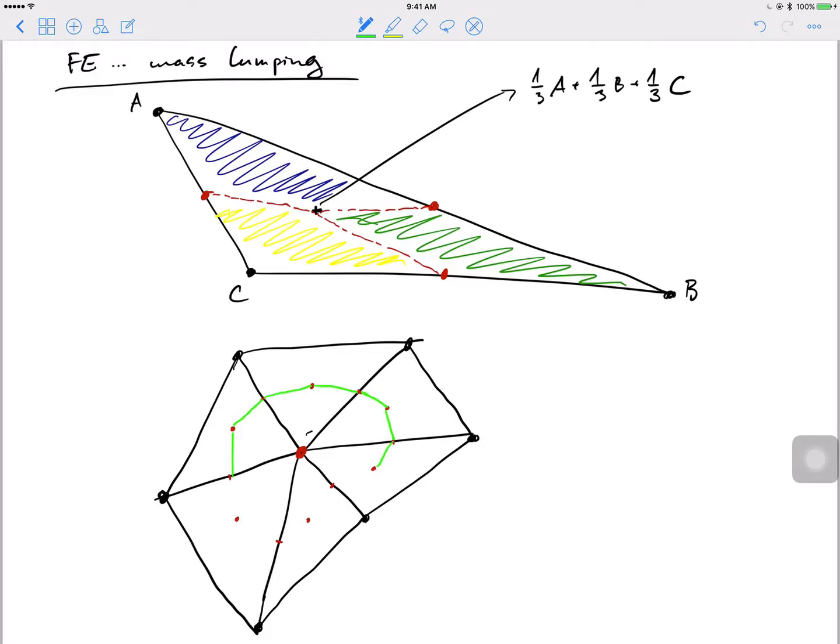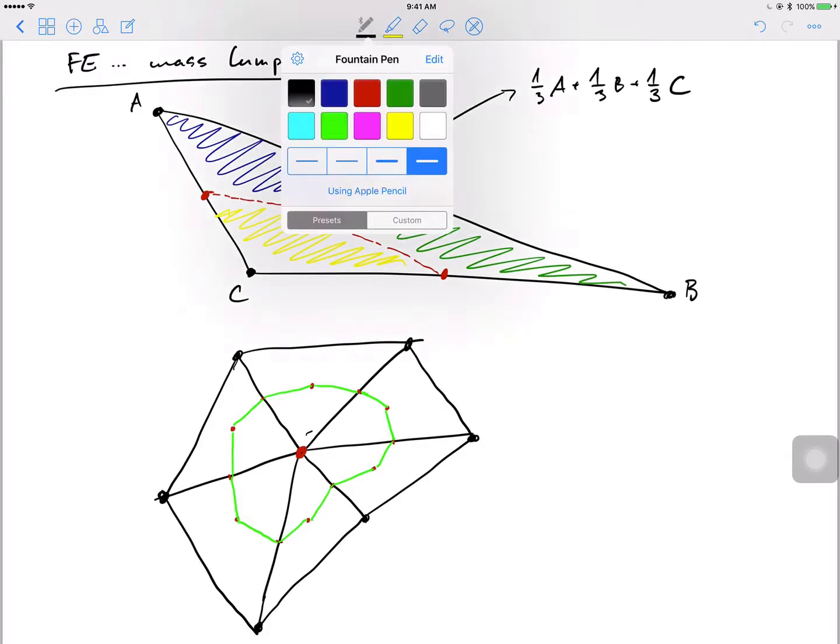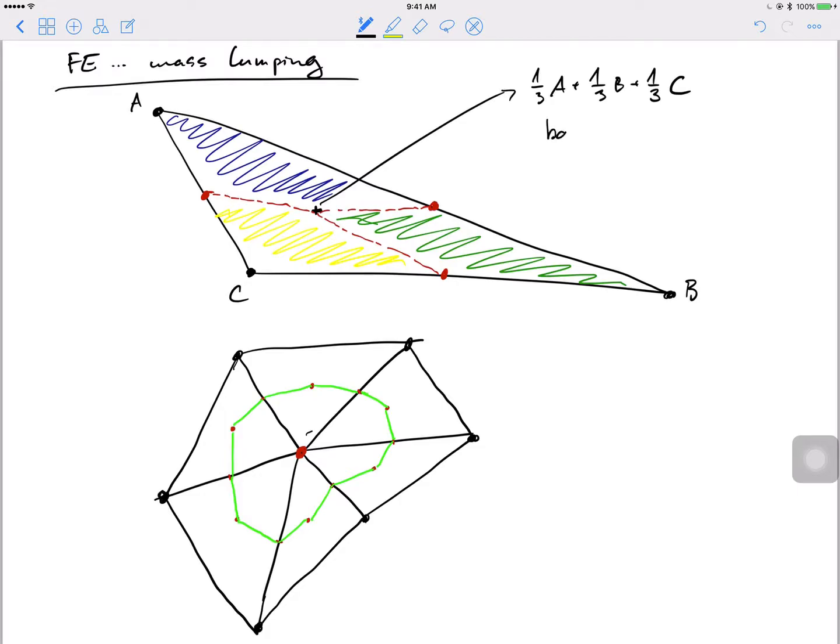So you see barycenter, like B-A-R-Y. Sorry. What sort of center did you call it? Let me write it down. This is the barycenter. You have certainly heard about barycentric coordinates, right?